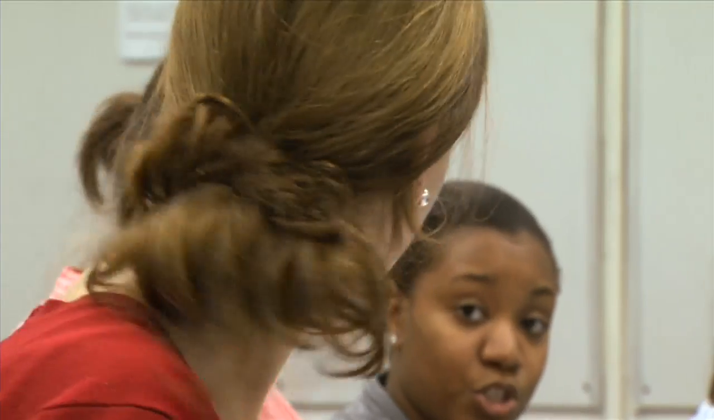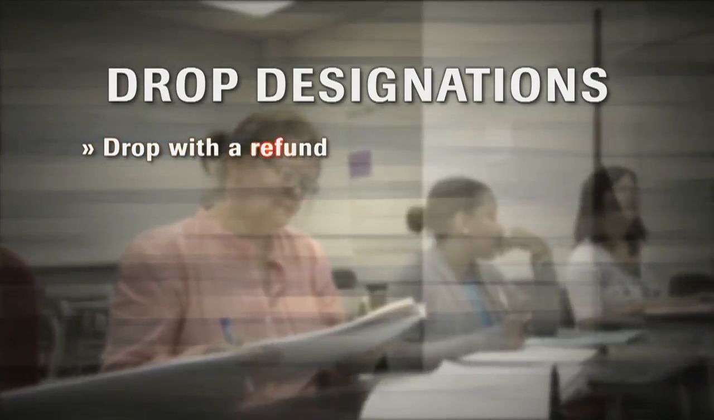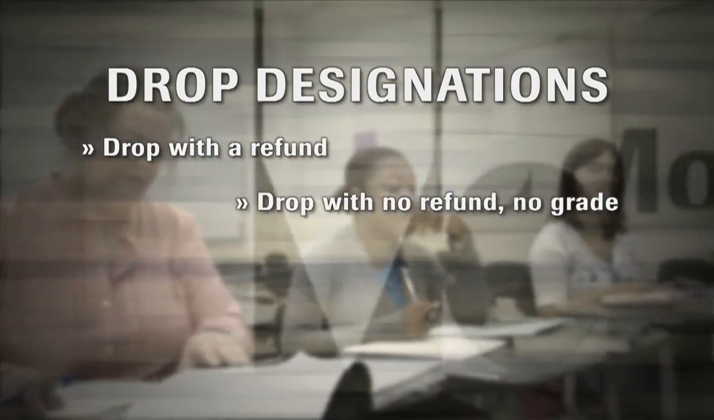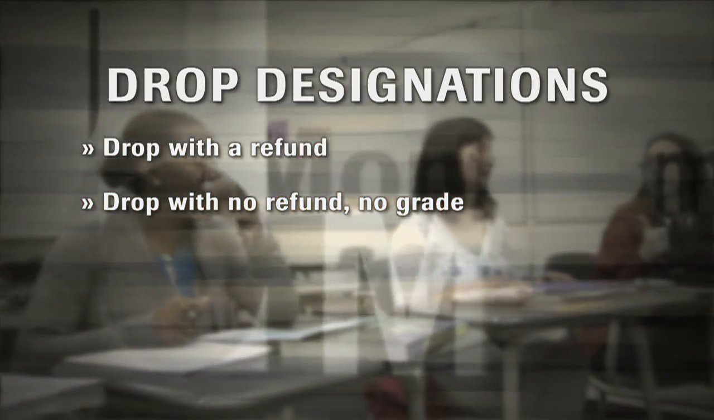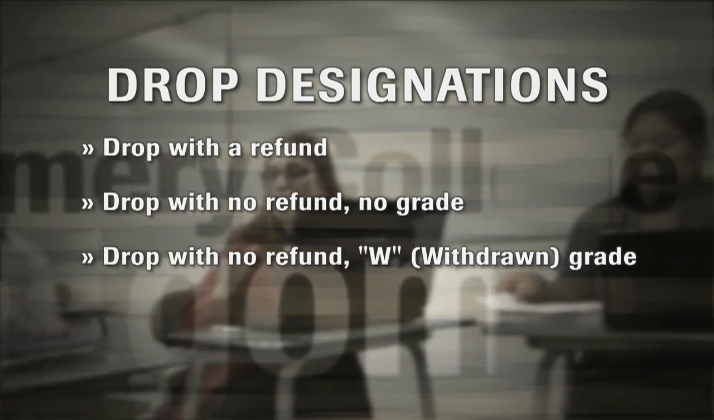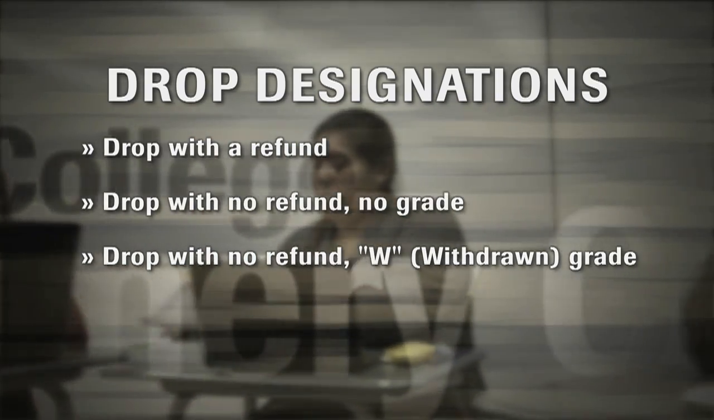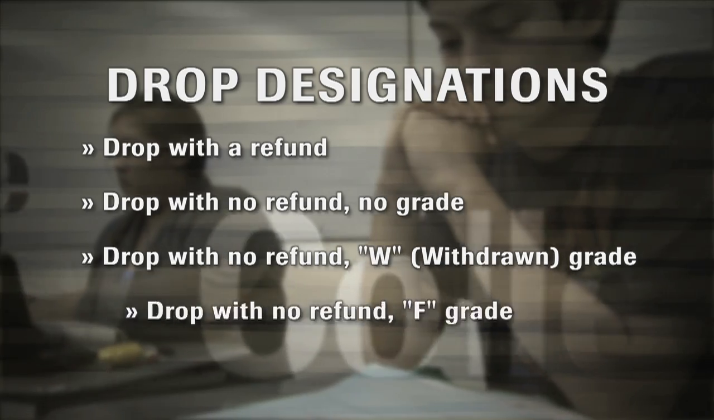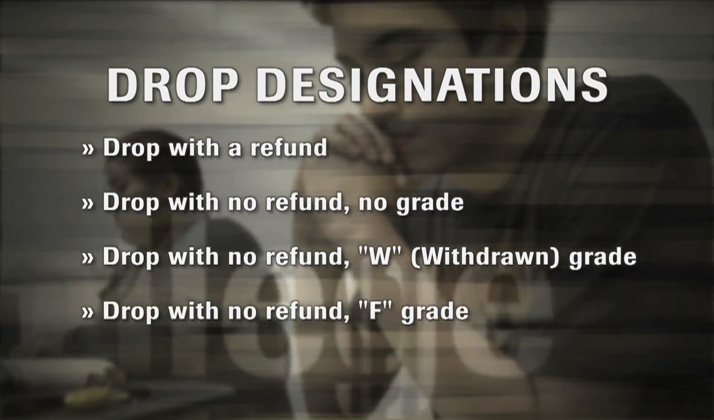Montgomery College has established 3 different drop deadlines for each class. The dates are based on a percentage of class meetings. There are 4 different drop designations. Which one you qualify for will depend on how many times the class has met. You can drop the class with a refund. You can drop the class with no refund and no grade. You can drop the class with no refund and a W or withdrawn grade. Or you can drop the class with no refund and an F grade.